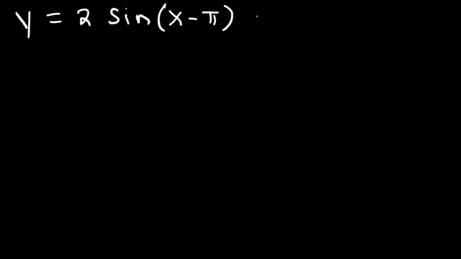Now let's move on to some examples that contain phase shifts. So let's say we have the function 2 sine (x minus pi). What should we do in this particular example? The first thing that you should do is set the inside part equal to 0. If we do that, we can see that x is equal to pi. So that's where the graph is going to start.